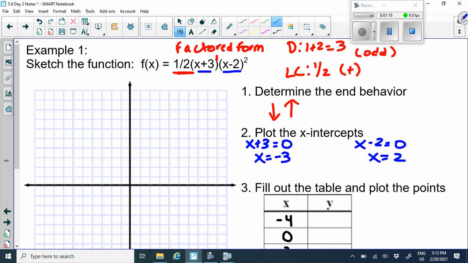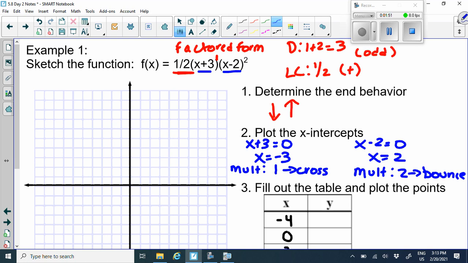Now we need to talk about, okay, will we bounce or cross at these x-intercepts? Well, the multiplicity here on the x equals -3 is 1 because the exponent on the factor is 1. So that means we're going to cross because we have an odd multiplicity. Now for the x equals 2, on that factor x minus 2, we do have a squared. So that's an even multiplicity, so we're going to bounce, okay?